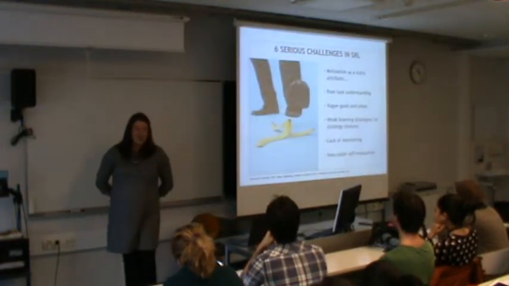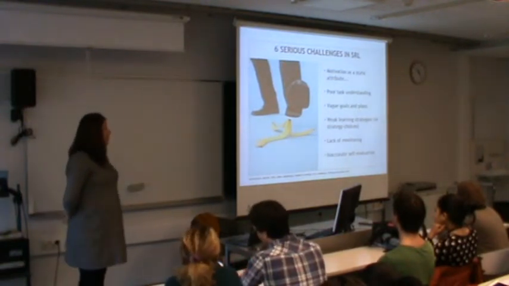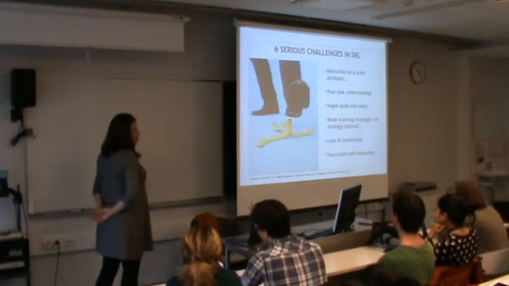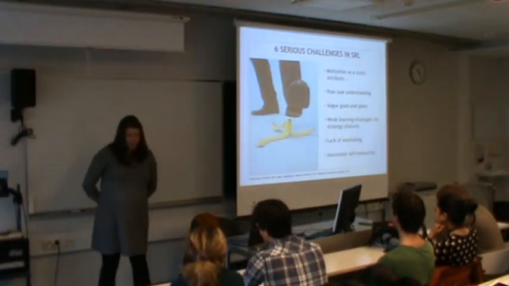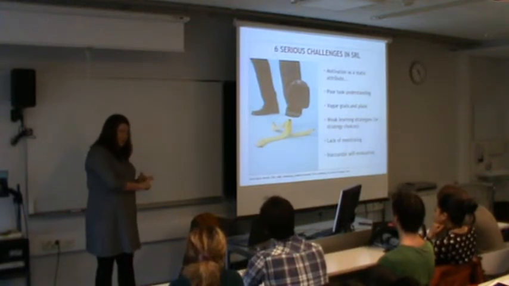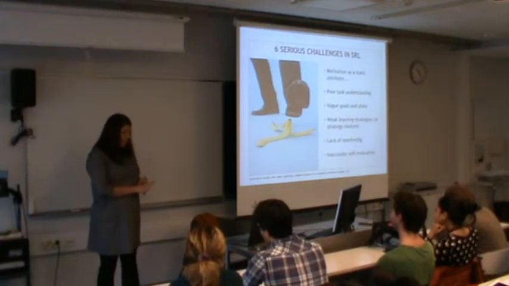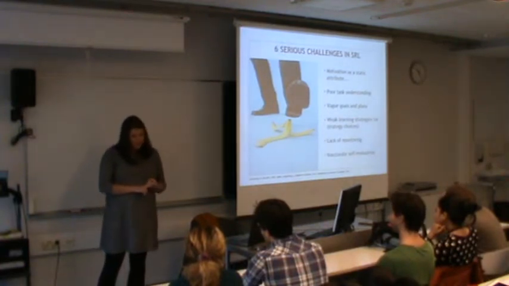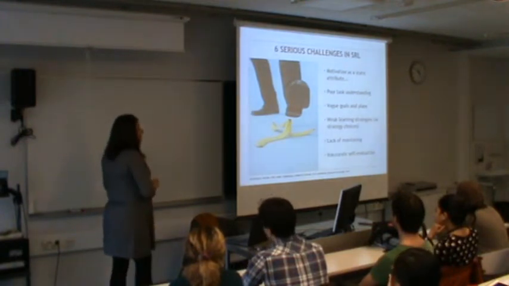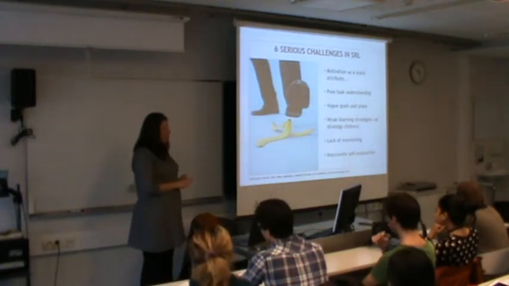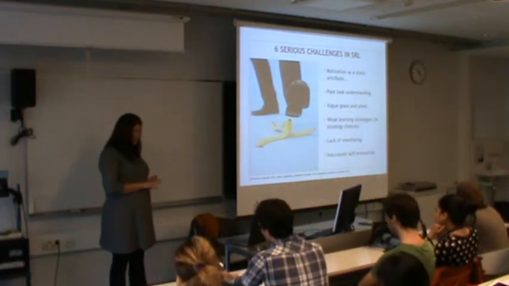But there are 6 serious challenges in self-regulated learning. So one is that motivation is, for example, typically considered a static attribute. If you are not interested, then you never will be. But that's not the question, because it can be changed. And second is that despite learners often think that they understand the task correctly, it's often not the case.